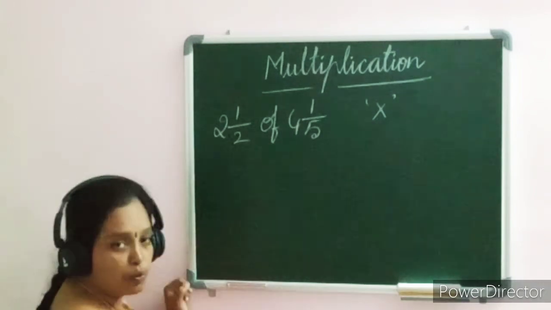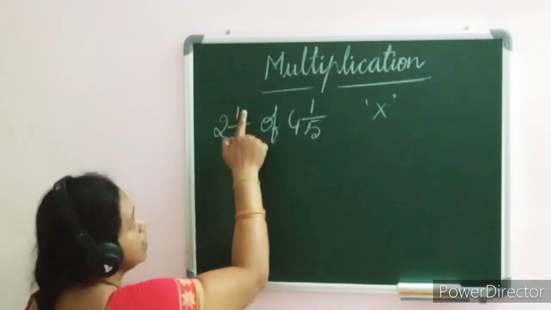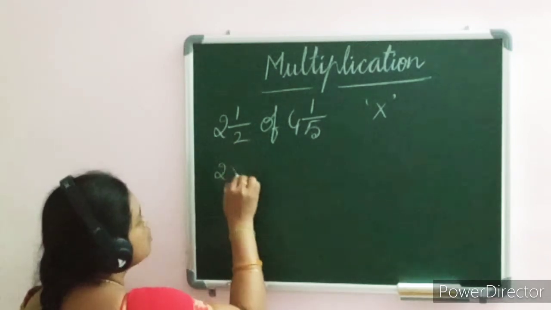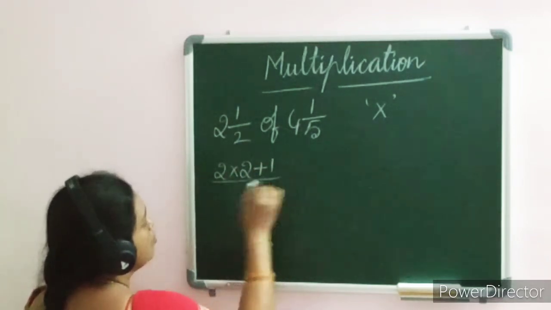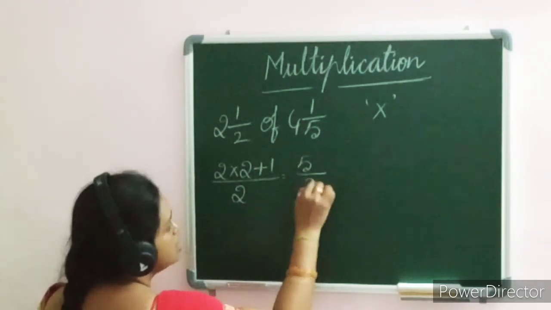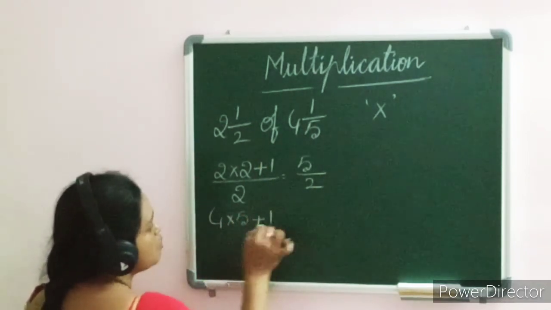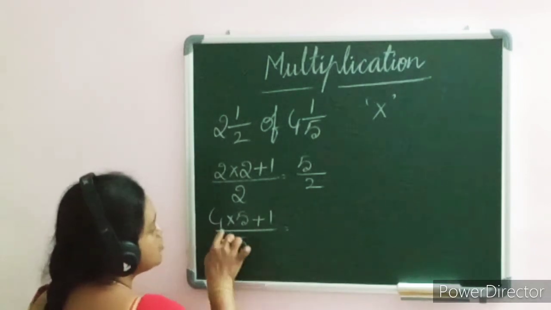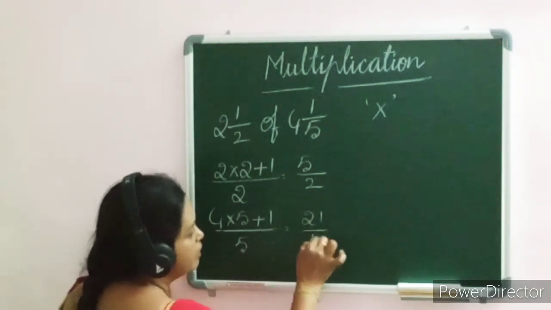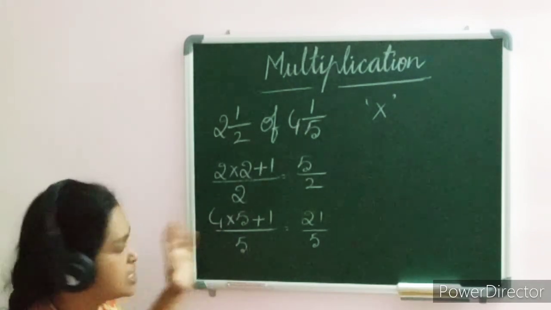Now convert 2 1 by 2 into an improper fraction. We know the formula: whole number into denominator plus numerator, by denominator. So 2 into 2 plus 1 by 2, which is 2 2s are 4 plus 1, 5 by 2. And the next one, 4 into 5 plus 1 by 5, which is 4 into 5 is 20 plus 1, 21 by 5. We have simplified the fractions. That is our first step done.